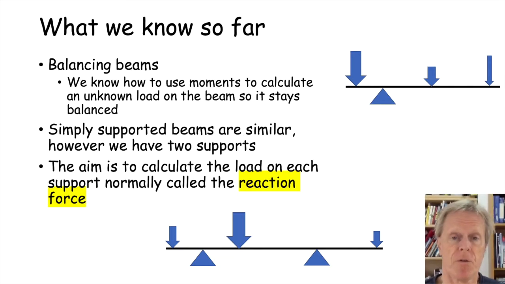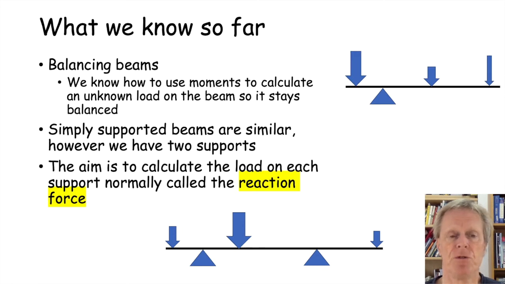What we know so far from the last lesson, working out balancing on a single pivot, is we can alter the loads to actually keep the thing balanced. That's exactly the same really with simply supported beams, but this time we've got two supports. And as I said earlier, the forces that hold the beam up are called the reaction forces. So we've got two reaction forces supporting a beam.